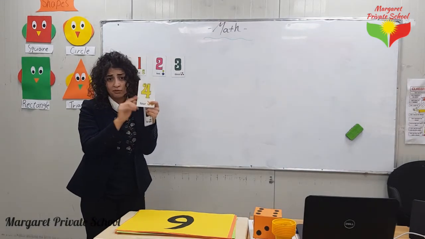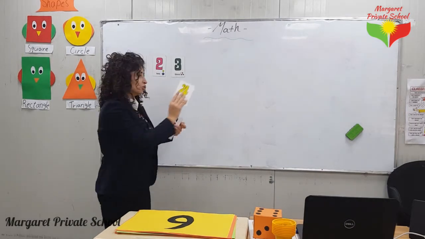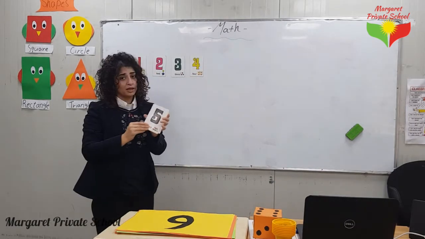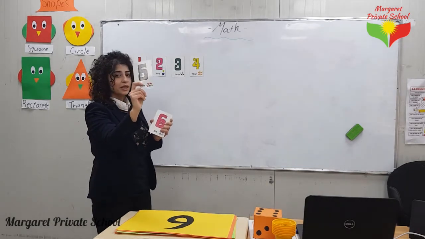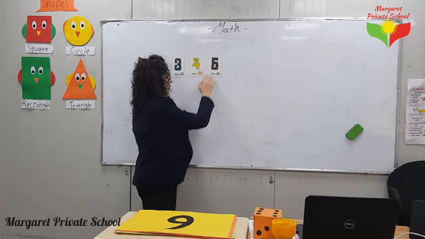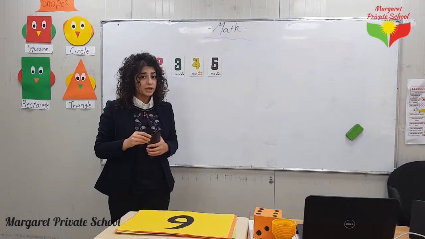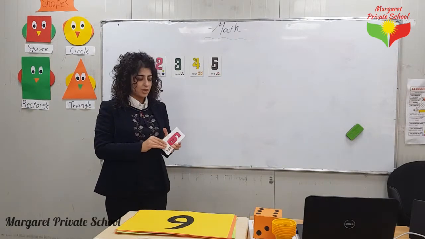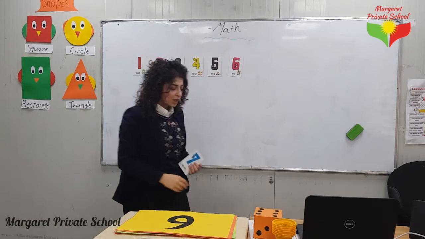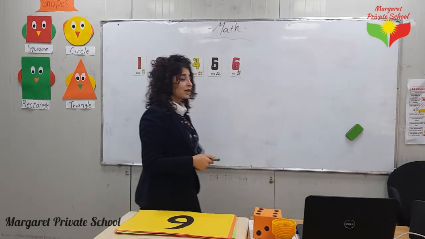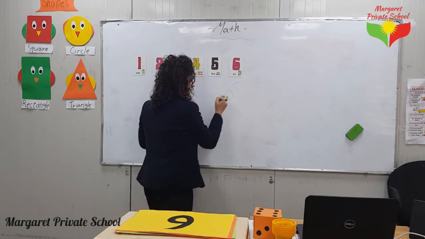After number 3, is it number 5? No. After number 3, we have number 4. And after number 4, we have number 5. What's this number? This is number 5. And after number 5, from the previous lesson, we learned which number? This is number 6. Tell me, how do we write number 6? We write number 6 this way.